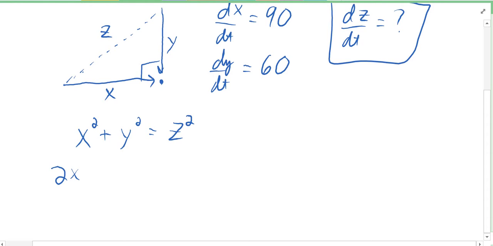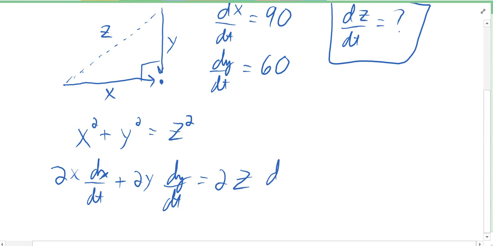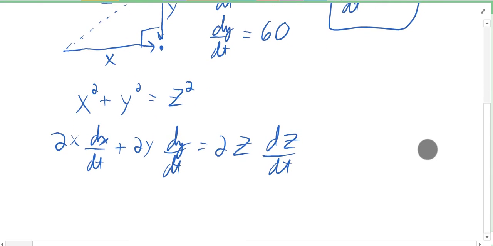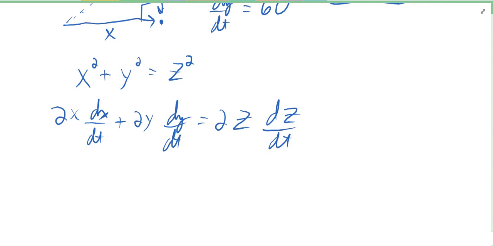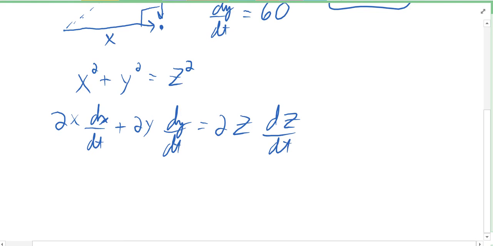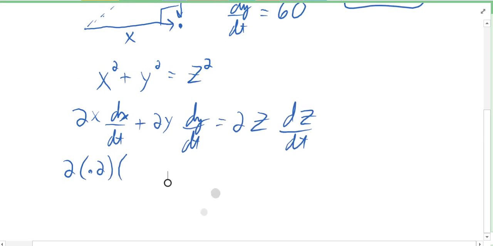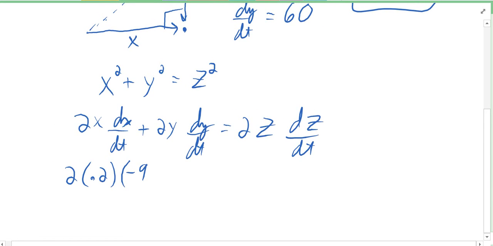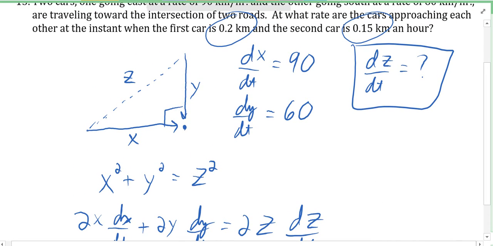When you derive this, you get 2x dx/dt plus 2y dy/dt equals 2z dz/dt. And we know all this stuff, except we don't know z, I don't think. All right? But we know x, which is 0.2 kilometers. So it's 0.2 times dx/dt, which was really, oh, you know what, I messed up. It's not 90, it's negative 90, right? Because it's getting smaller. So 60 should be negative as well.